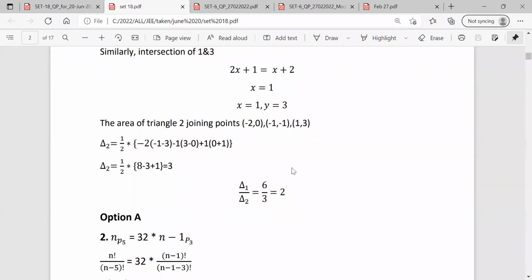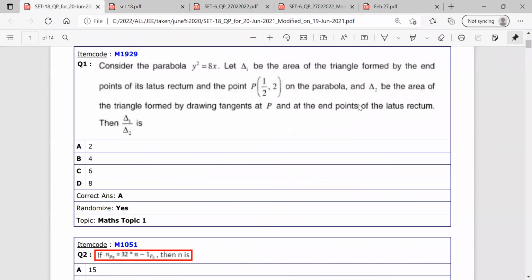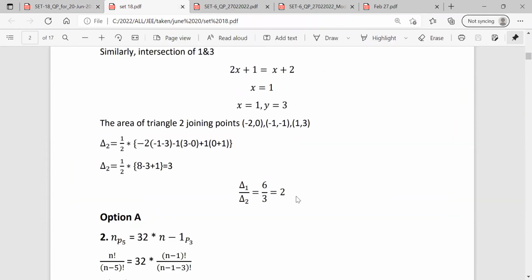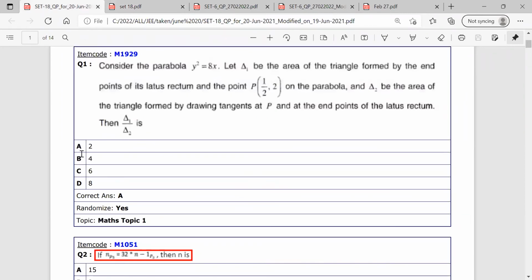Now what is there in the question? In the question, they are asking us to find the ratio of the area of triangle 1 by the area of triangle 2, that is delta 1 by delta 2. After solving, we have the value of delta 1 as 6 and delta 2 as 3. So 6 by 3, the ratio delta 1 by delta 2 is 2. So the correct answer for this question is 2.